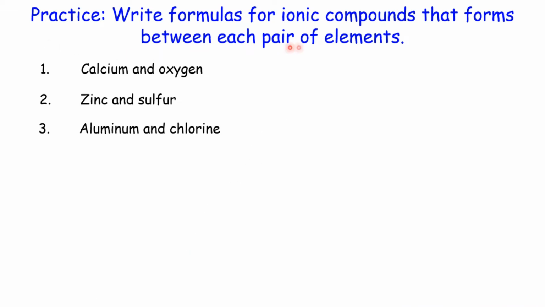Now let's do a few more examples. Calcium and oxygen. Calcium, a group 2A metal, forms only a 2 plus cation. Oxide. Charges become subscripts. And then reduce the subscripts to the smallest whole number ratio. So therefore the formula should be CaO, and the name should be calcium oxide.